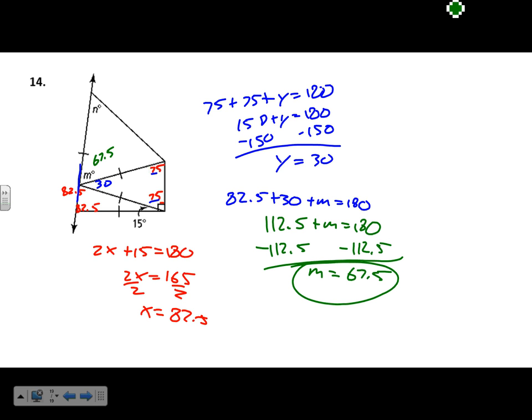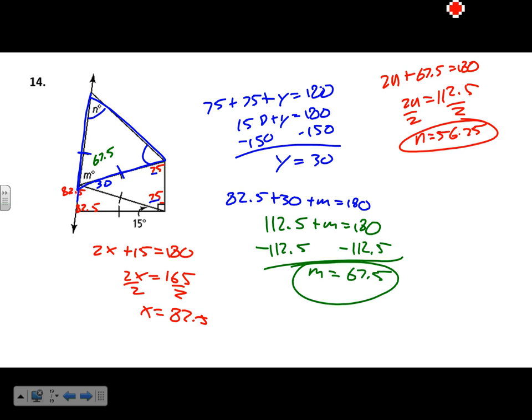Then last but not least, you have to realize that this triangle here is also isosceles. And the base angle is N in this one, which means we have 2N plus 67.5 is 180. So subtract 67.5, that is 112.5. Divide by 2. 56.25 is angle N. So that's obviously harder than one we'll have on the test, but it's kind of cool to see how you can get these little angles and keep chipping away and then getting all those unknowns.